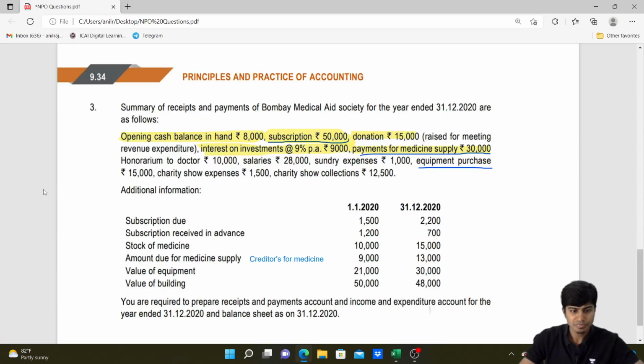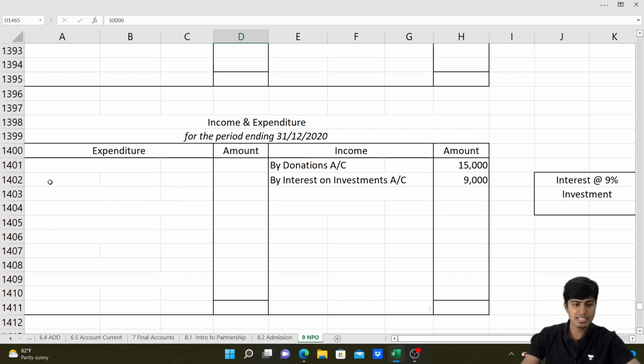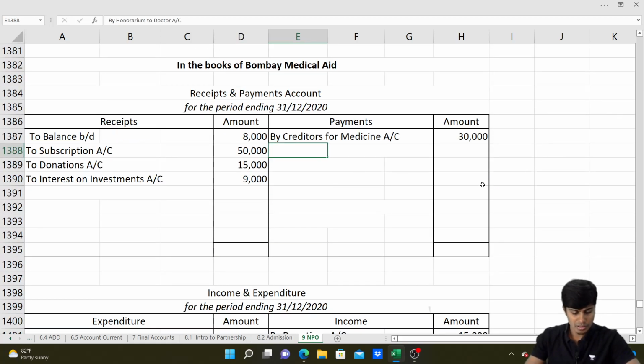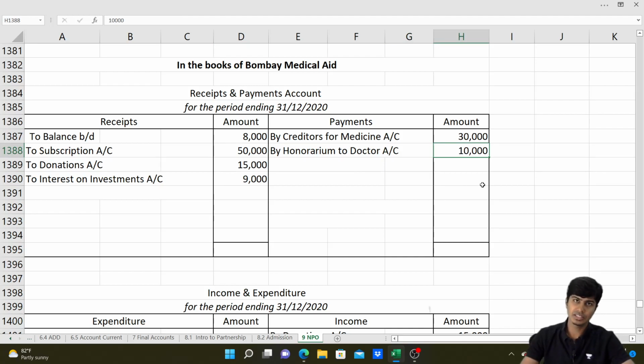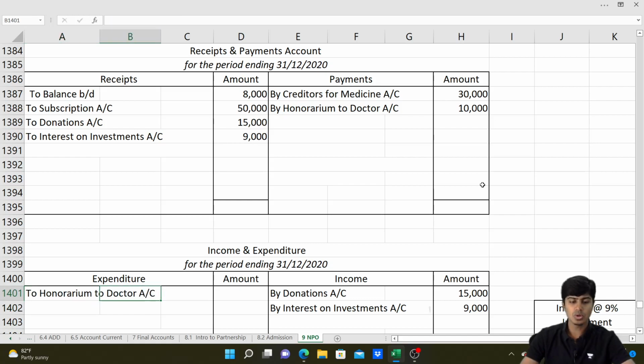What do we have after this? Then we have honorarium to doctor, 10,000. This is the amount paid. There is no adjustment. So much money is payment in receipts and payment, and the same amount is expense in income and expenditure. Got that? Let me write it in our income and expense. Sorry, first we'll write receipts and payment by payment. Honorarium to doctor. How much? 10,000. And the same money I'll write in my income and expense as expense. To honorarium to doctor, 10,000. Got it? So it is a payment as well as expense.